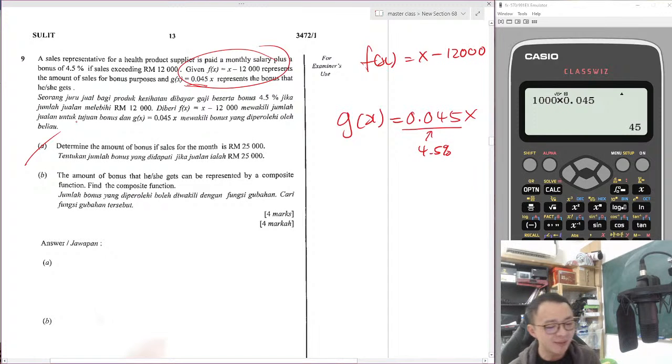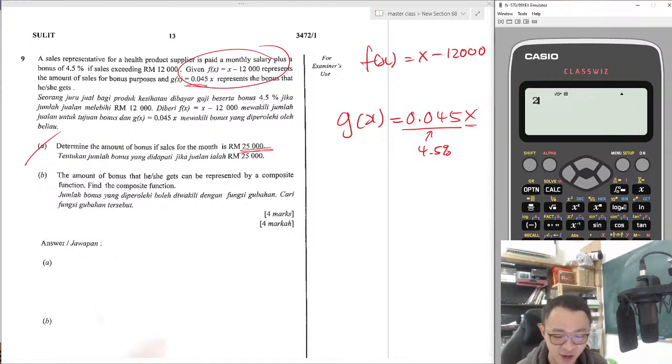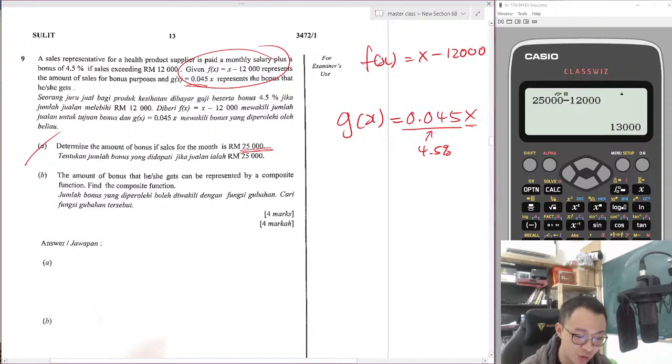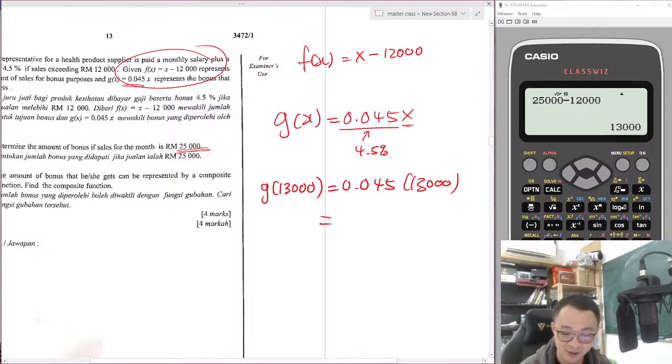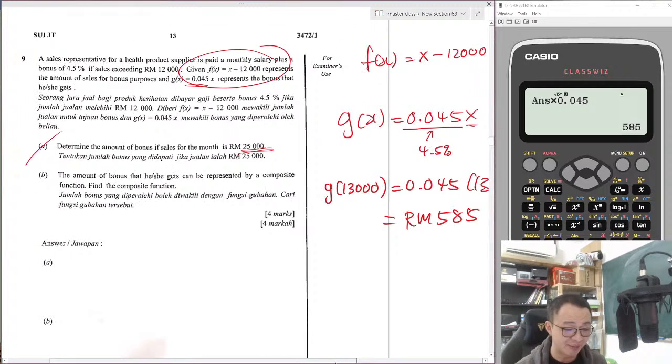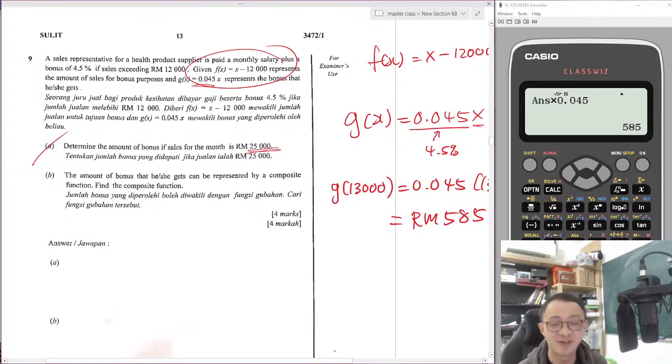Okay, part A. Determine the amount of bonus if the sales for the month is 25,000. A lot of students will make a common mistake and straight away insert the 25,000 into the x here, and then you realize you got the wrong answer. Like what I say, it has the minimum gap of 12,000. So you use 25,000 minus 12,000, and I will get 13,000. So I will do g(13,000), which is 0.045 multiplied with 13,000, times 0.045. So I will get a bonus of 585. Basically if that month I can hit 25,000, the company is going to pay me an extra 585.